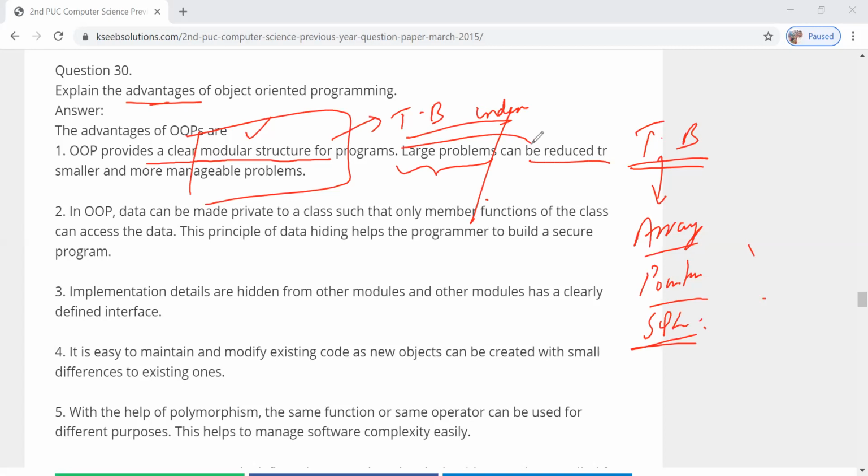So I want you to study this object-oriented programming. Fine. Write down this as a topic. Okay, I'll mark it. Very good.